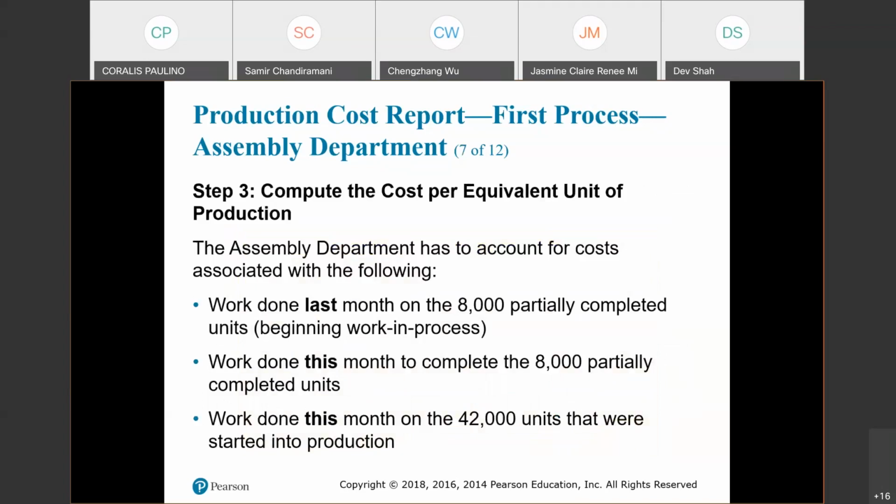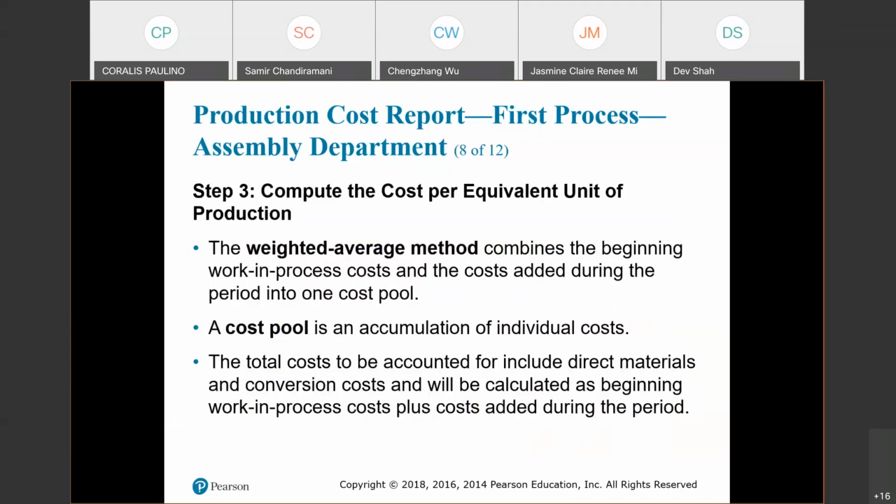Step 3 and step 4 are about the costs. Step 3 is to compute the cost per equivalent unit of production using the weighted average method.